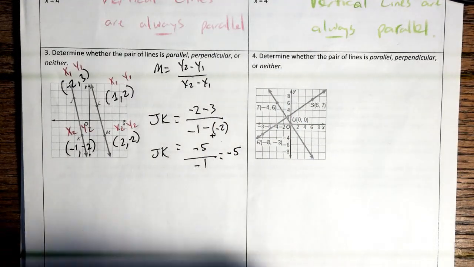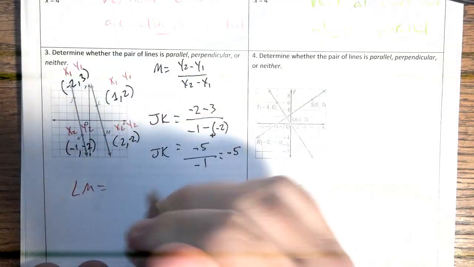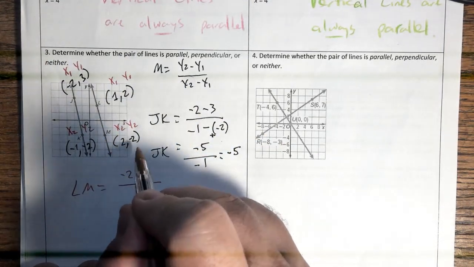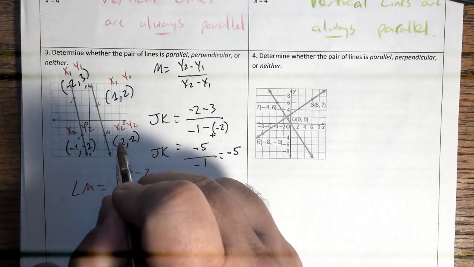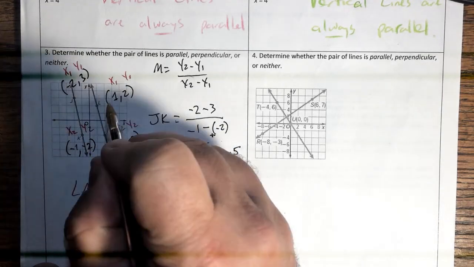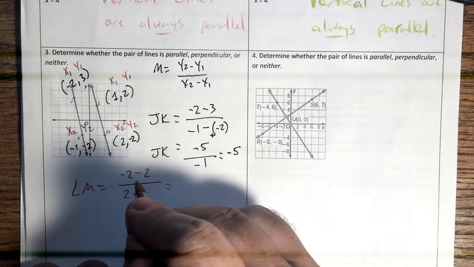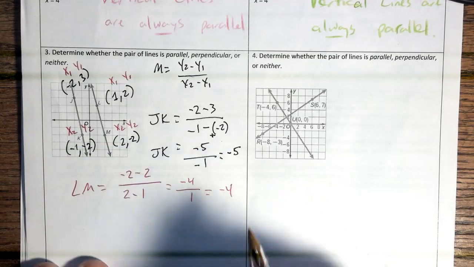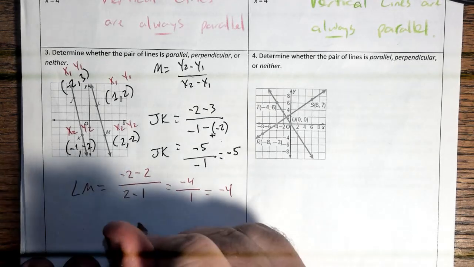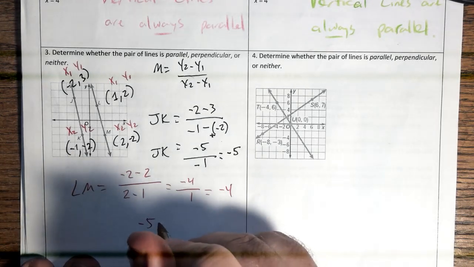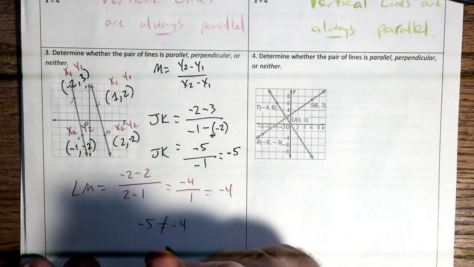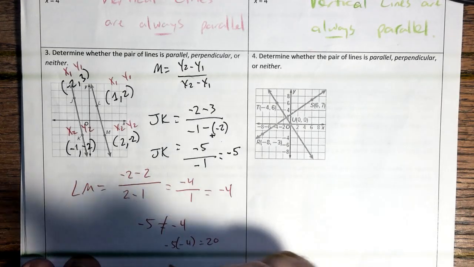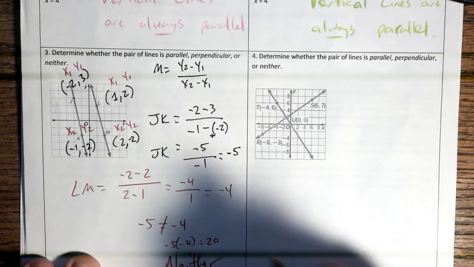Swap colors for LM. Let's say the y sub 2 is negative 2 minus y sub 1 is 2. X sub 2 is 2 minus 1. Negative 2 and negative 2 make negative 4. 2 minus 1 makes 1. So it's negative 4. So negative 5 does not equal negative 4. And then if you multiply negative 5 times negative 4, you get positive 20. So these lines are neither.